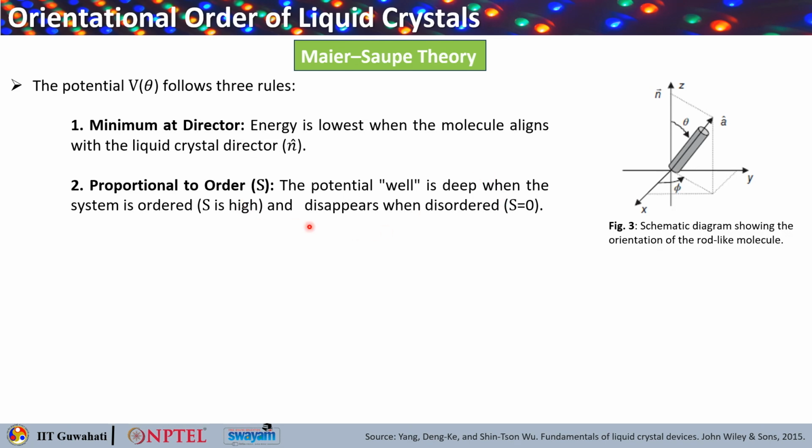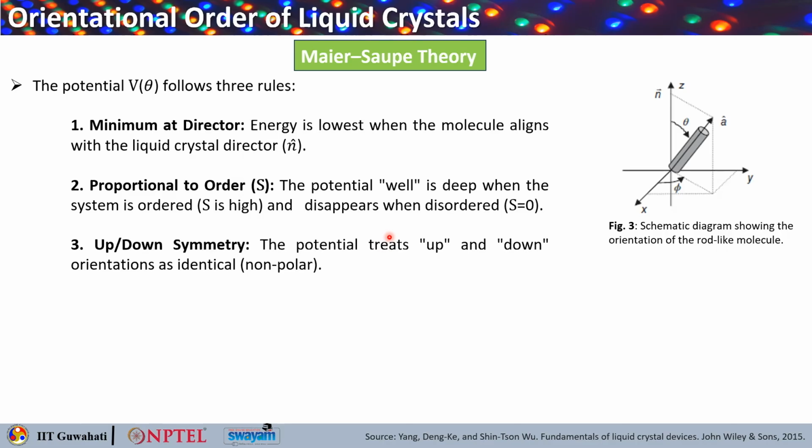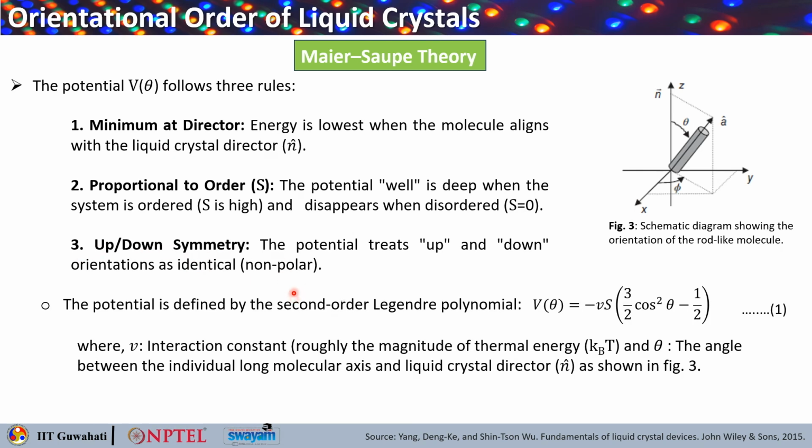Now, proportional to the order, that is the second rule. The potential well is deep when the system is ordered, that means S is high, and it disappears when the crystal becomes disordered, that means S equals 0. The third rule is that the potential treats up and down orientations as identical. That is up-down symmetry, so it is non-polar.